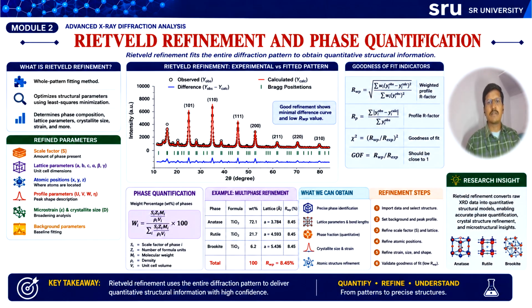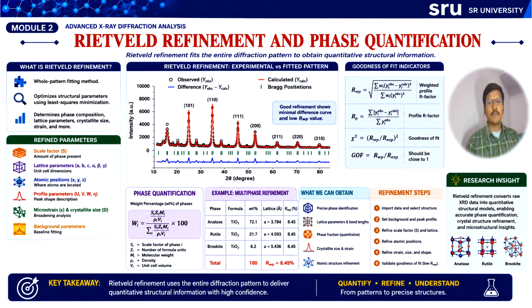The method works by generating a calculated diffraction pattern based on the assumed crystal structure model. This calculated pattern is then continuously refined until it closely matches the experimentally observed data. The difference between the experimental and calculated pattern is minimized mathematically using least square fitting algorithms.